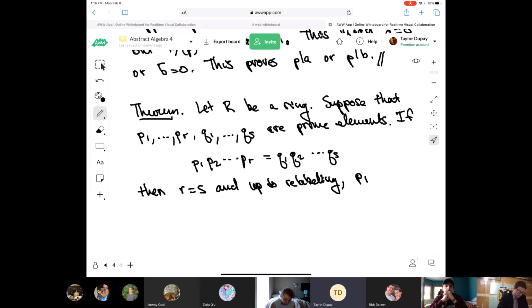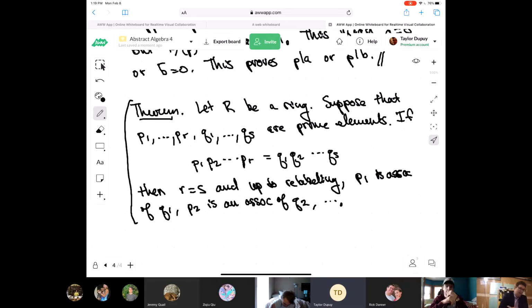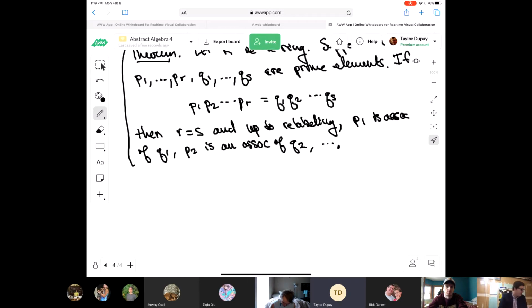P1 is an associate of Q1, P2 is an associate of Q2, etc. This is what we mean by unique factorization. If you have two factorizations, they have to be the same up to associates. And remember, two things are associates if they differ by a unit. Like 5 and -5 are associates in the integers.